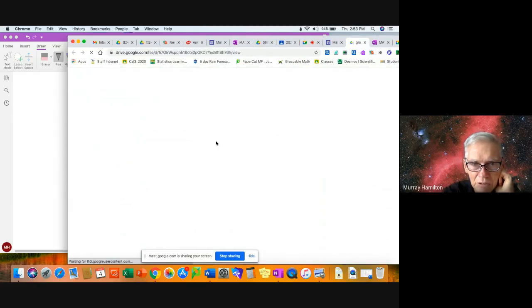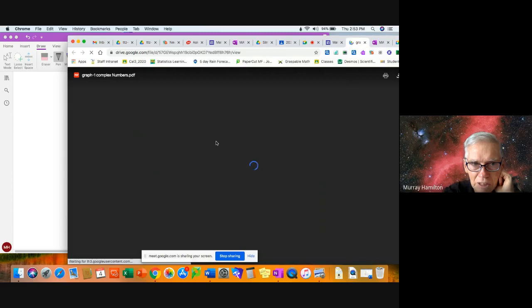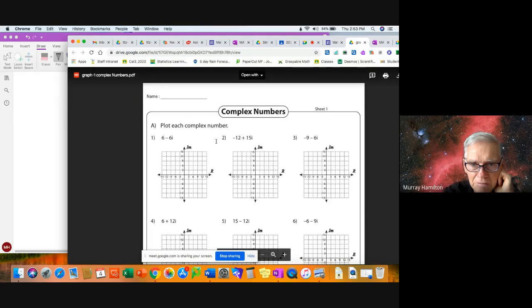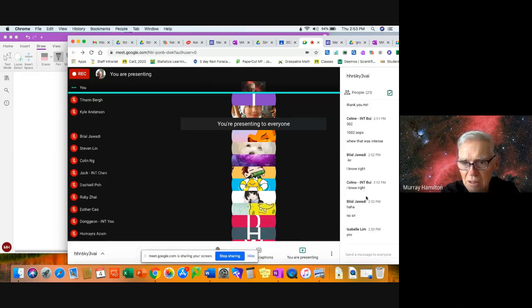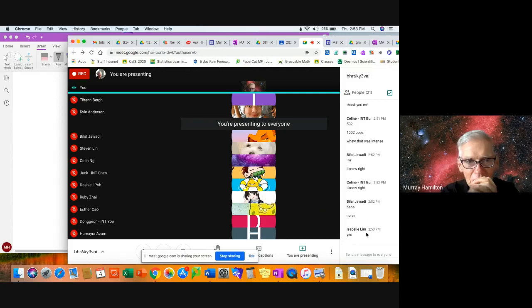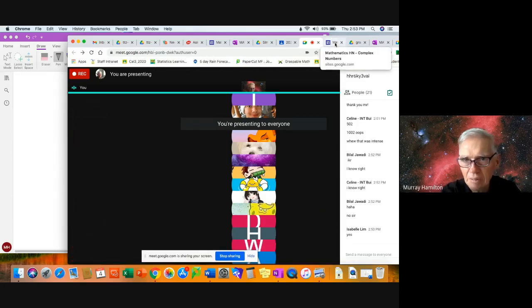Were we able to graph complex numbers okay? Yes or no with graphing complex numbers? Oh, I can't see you. So that's what our worksheet was, which I need to see your comments. Okay. Isabel was able to, Bilal not able to graph complex numbers. So let's go over just quickly graphing complex numbers.